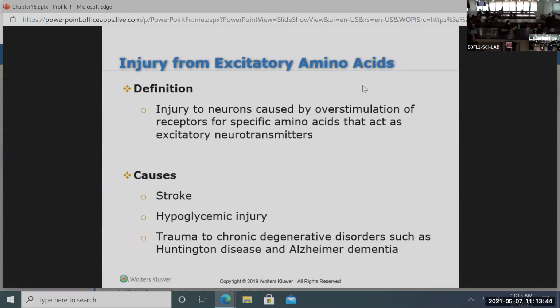Injury from excitatory amino acids. Injury to neurons is caused by overstimulation of receptors by specific amino acids that act as excitatory neurotransmitters. That one especially is important, glutamate. Causes may be stroke, hypoglycemic injuries, or trauma, or chronic degenerative disorders such as Huntington disease and Alzheimer's dementia.